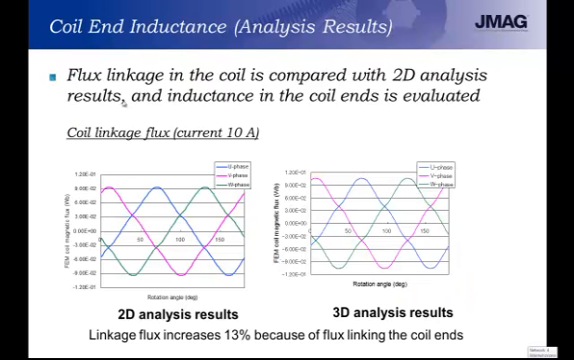If we look at the flux linkage in the coil and compare the 2D and 3D results, we see that the coil linkage flux at 10 amps for the 2D analysis is about 13% lower than in the 3D analysis. This is all due to the flux linking the coil ends. So, if we want an accurate estimate of inductance, we actually need to run a 3D analysis to capture that leakage flux.